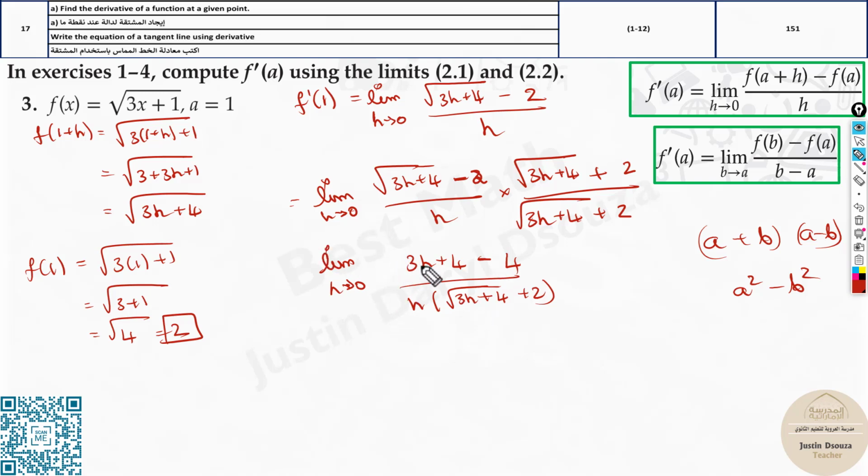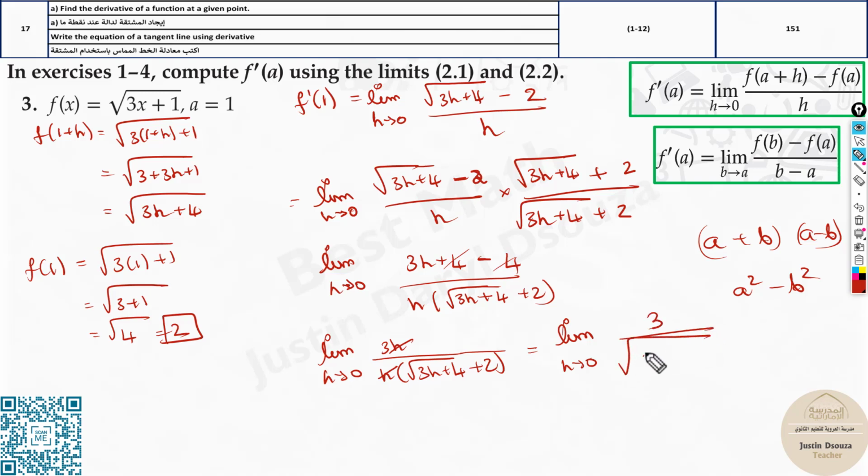So now we simplify the numerator here. The limit as h tends to 0. Here we have 3h plus 4 minus 4, which just cancels off. It will be just 3h, divided by h multiplied by radical 3h plus 4, and then we have plus 2. Now this h cancels with this, so what remains is, as h tends to 0, only 3 in the numerator. Down below we have the square root of 3h plus 4, plus 2 outside the radical.